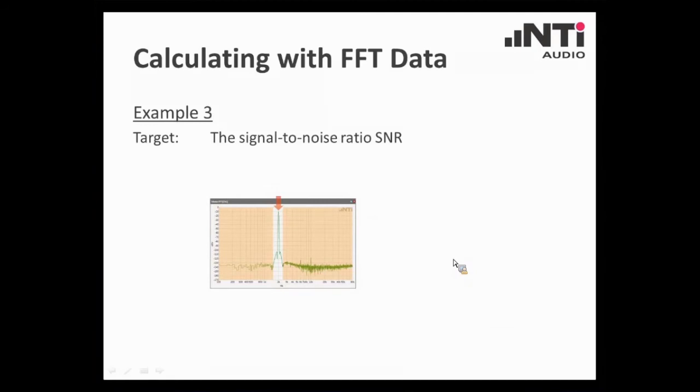And the third example would be a signal to noise ratio calculation. So here we have a signal with a fundamental frequency and we have some noise to the left and to the right. And we want to know the ratio between the signal level and the noise level. How do we get that?